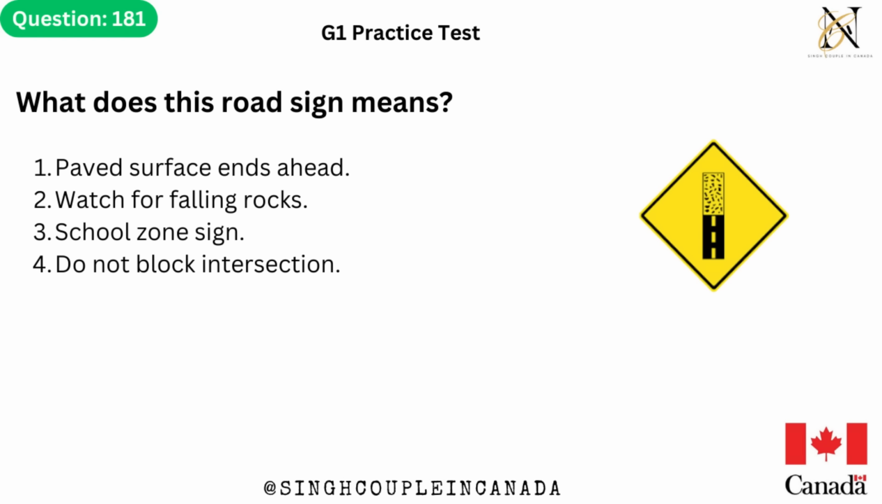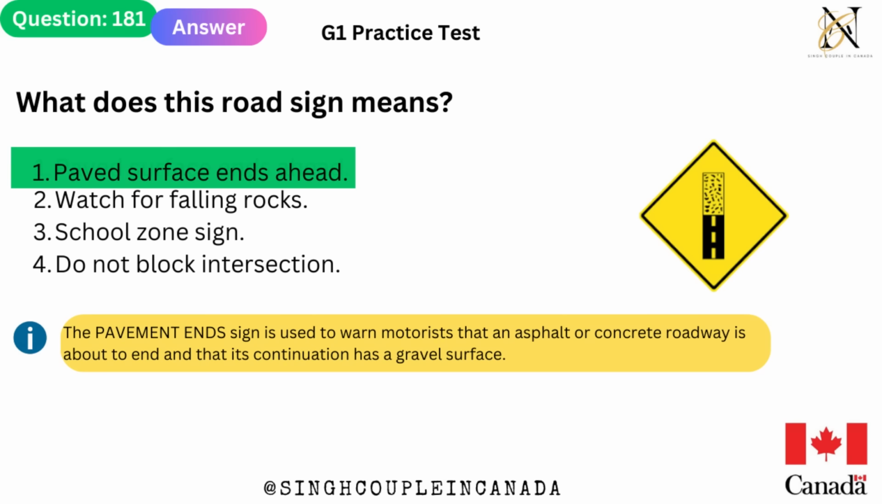What does this road sign mean? 1. Paved surface ends ahead. 2. Watch for falling rocks. 3. School zone sign. 4. Do not block intersection. The answer is 1.